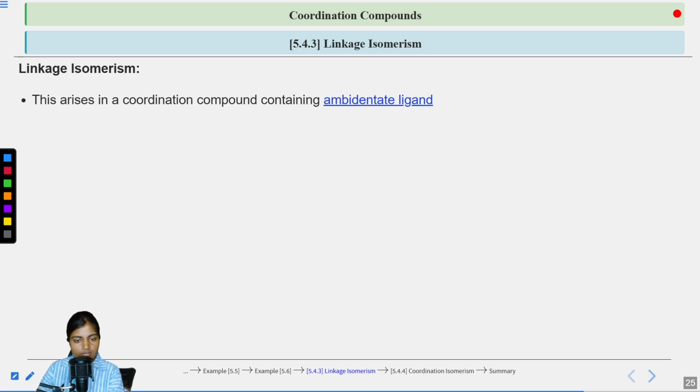If in a ligand there are two donor atoms present which can bind to the central metal ion, then that ligand is considered an ambidentate ligand. For example, SCN. In SCN, through sulfur and through nitrogen, through both donor atoms, the ligand can bind to the central metal ion.